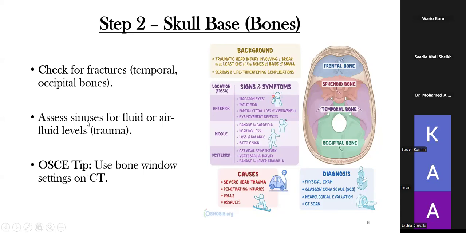Now, the OSCE tip that I'll give you here, when you're describing at this particular level, especially with skull base fractures, is to use the bone window settings on the CT. You use the bone window image. This is just a small cartoon showing the different images in terms of the frontal bone, sphenoid bone, temporal bone, and occipital bone, and some of the common signs and symptoms that you would see. If a patient comes with raccoon eyes or a halo sign, as an example, you know that most likely the skull base fracture is at the anterior skull base. If it is the middle skull base, most likely the temporal bone, they would have a hearing loss or a loss of balance, so most likely cranial nerve number 8 is affected. Then you would have something we call a battle sign, which is a prominent discoloration that occurs at the mastoid level. Then posteriorly, you would have a cervical spine injury associated, a vertebral artery injury, or damage to the lower cranial nerves.